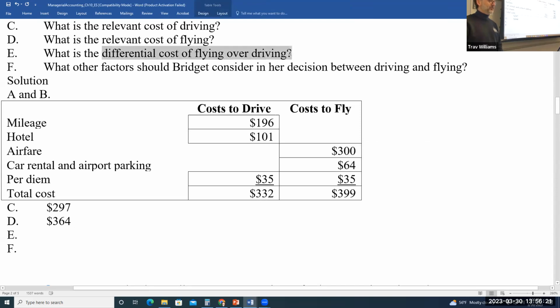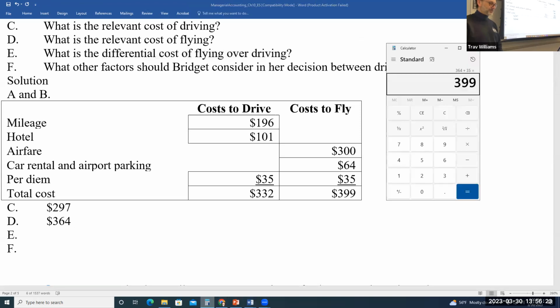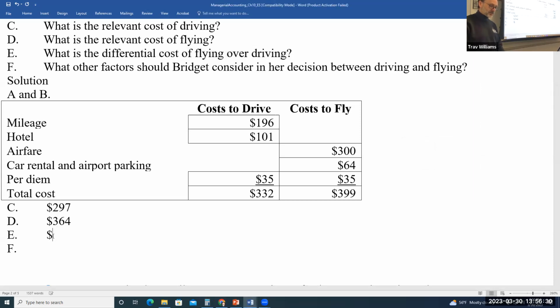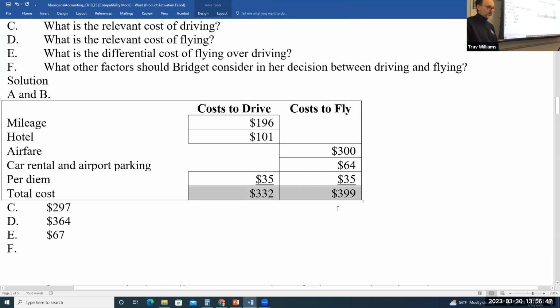So then the differential cost is the difference between the two. So the differential cost is $67. In other words, it costs $67 more for her to fly than to drive. You could also calculate that by subtracting the relevant cost to drive from the relevant cost to fly. Either way.